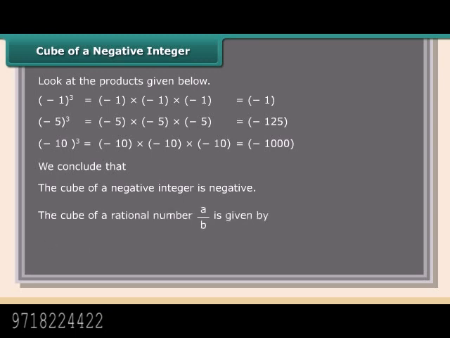The cube of a rational number a upon b is given by (a/b) cube is equal to a cube upon b cube.